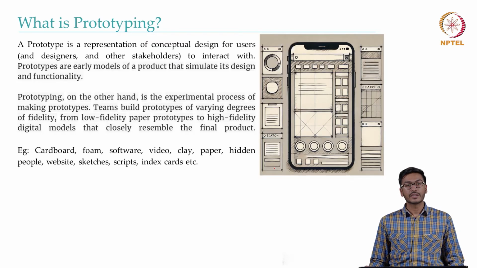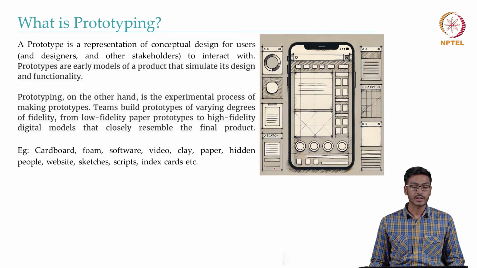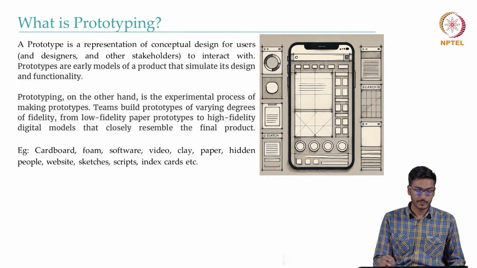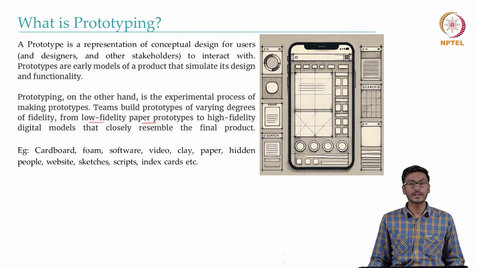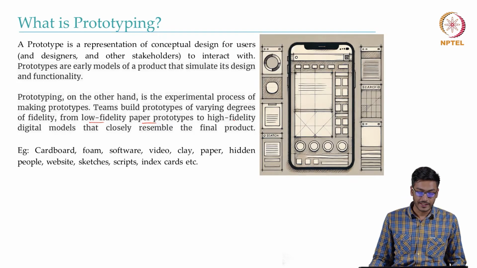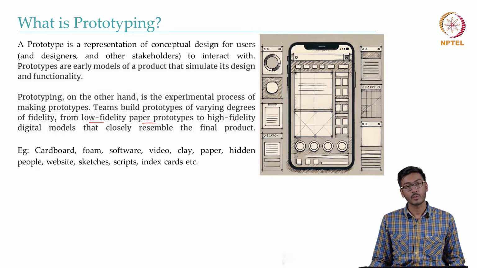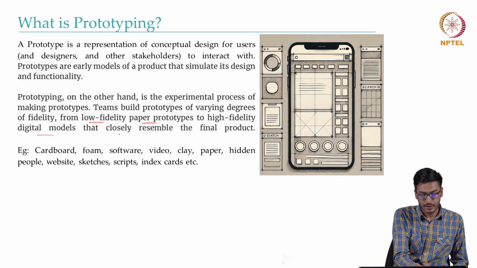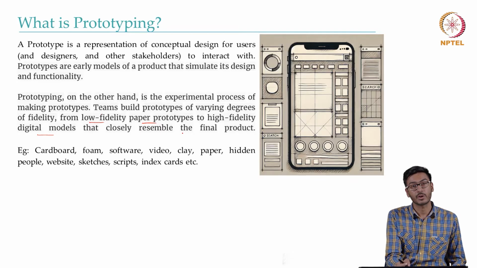Prototypes are early models of a product which simulate its design and functionality. Prototyping, on the other hand, is the experimental process of making prototypes. The team builds prototypes of varying degrees of fidelity, from low fidelity paper prototypes to high fidelity digital models which closely resemble the final product.